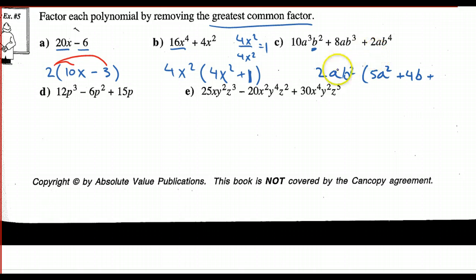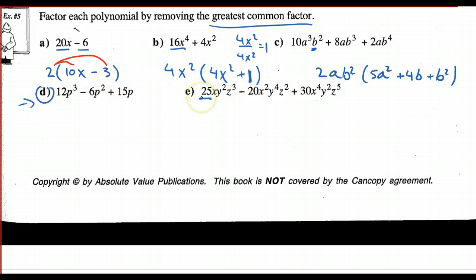Plus 2 divided by 2 is 1. A divided by a is 1. So all the 2's are out. All the a's are out. And just 2 out of the 4 b's are out. So I have 2 b's left. So b squared. Okay, I'm going to skip this one. You can try that one at home. And I'm going to do the hard one here.